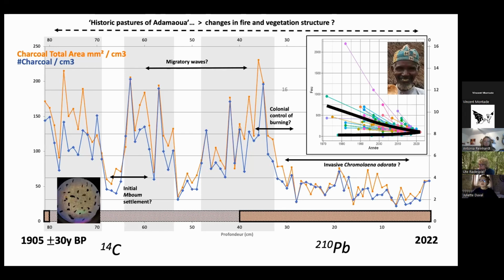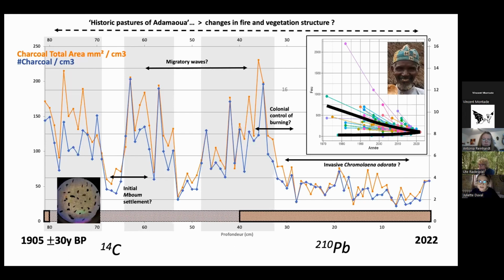And crossing these paleo and ethno results with historical data enables us to discuss fire and landscape evolution in Adamawa, this historic land of pastoralism, through the migrations and settlements of various peoples, through changing political contexts such as colonization and post-colonization, governance and discourses, or through biological invasions. As you can see, if historical fires were quite variable in a distant past, fires are currently diminishing.